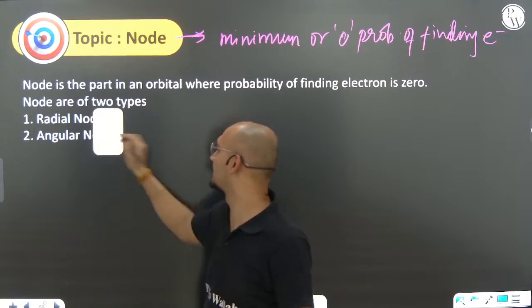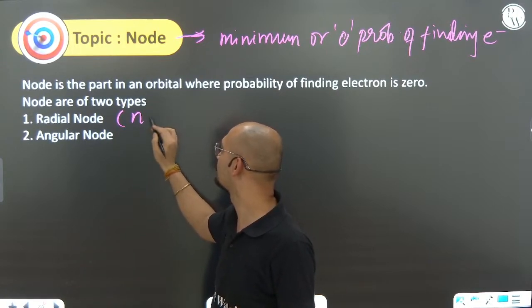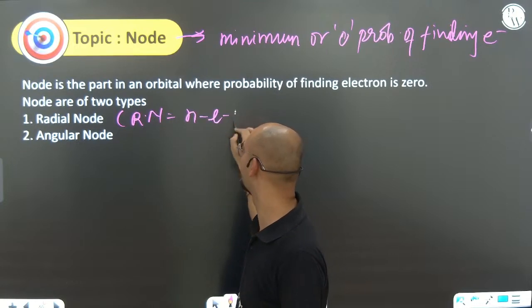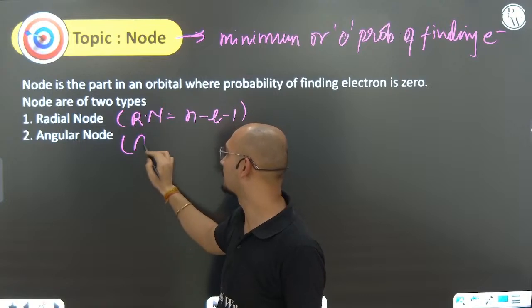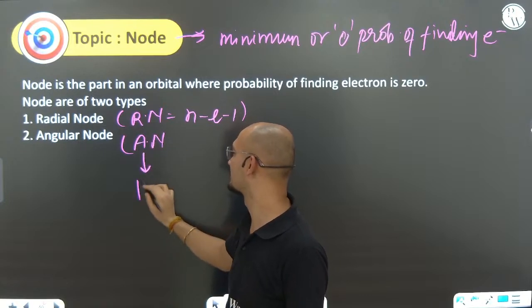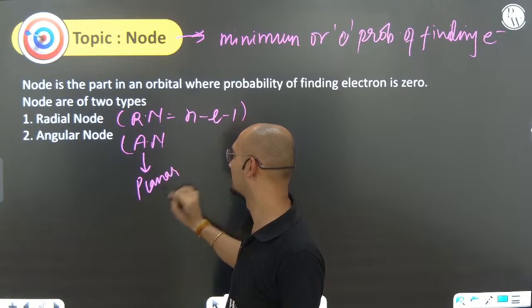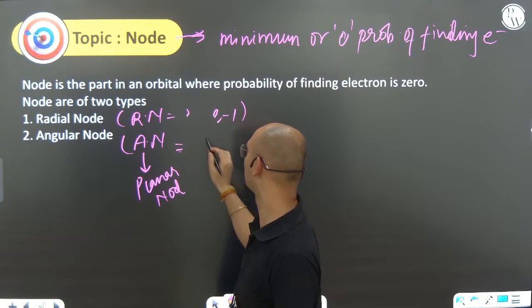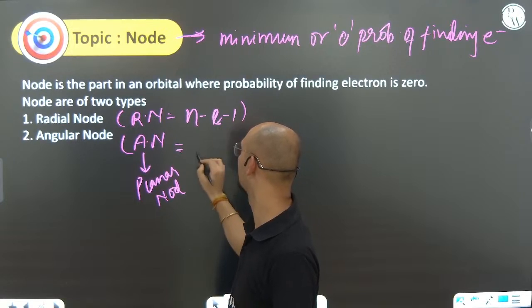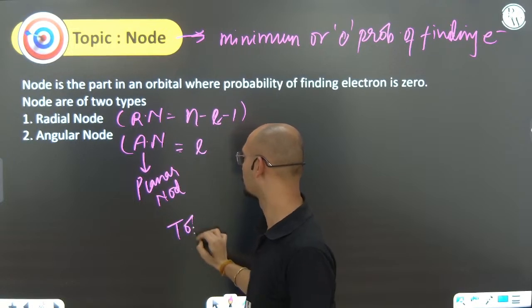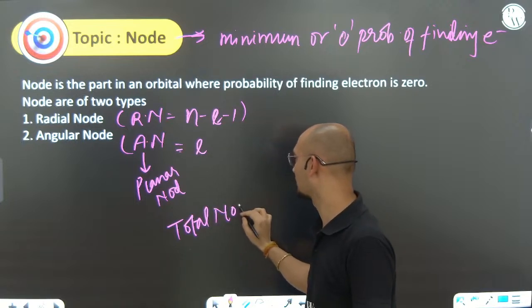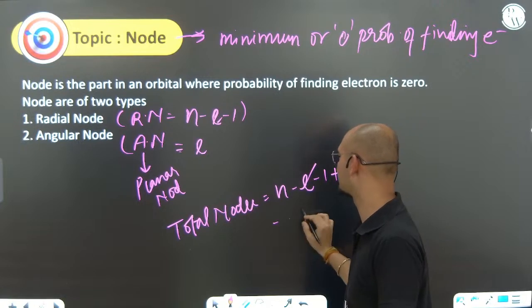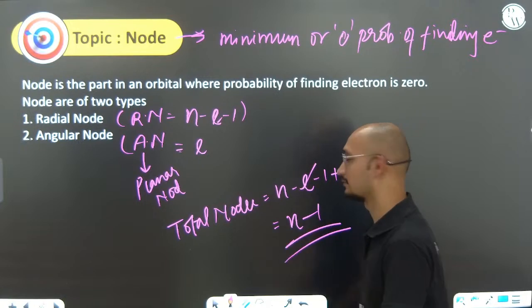What is the formula? The number of radial nodes is n minus l minus 1. The angular node, also known as planar node, will be just equal to l. And total nodes will be equal to n minus l minus 1 plus l. L cancels. It is n minus 1. These things keep in mind.